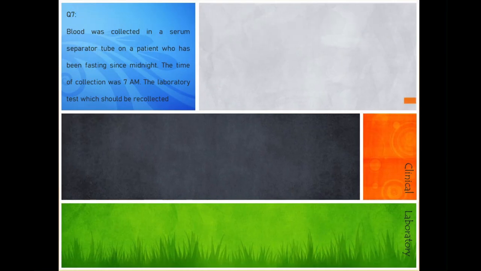Question 7. Blood was collected in a serum separator tube on a patient who has been fasting since midnight. The time of collection was 7 a.m. The laboratory test which should be recollected: 1. Triglycerides. 2. Iron. 3. Lactate dehydrogenase. 4. Sodium.